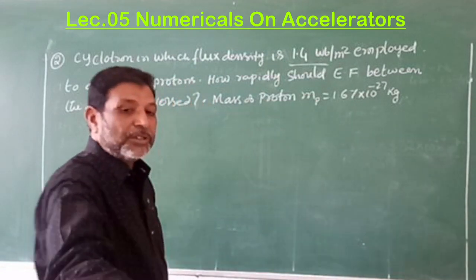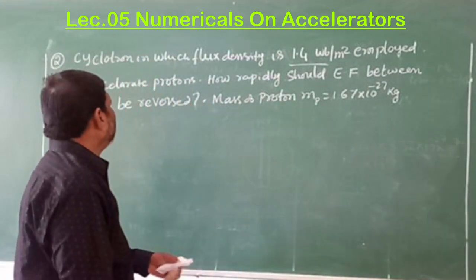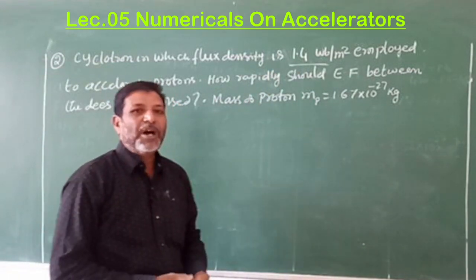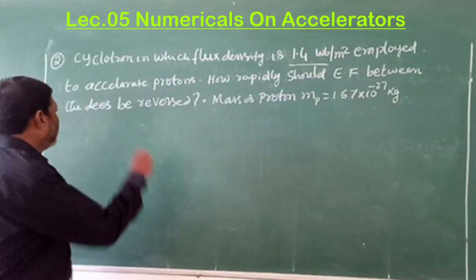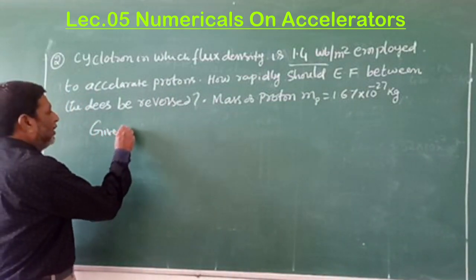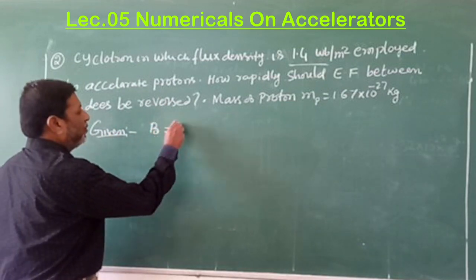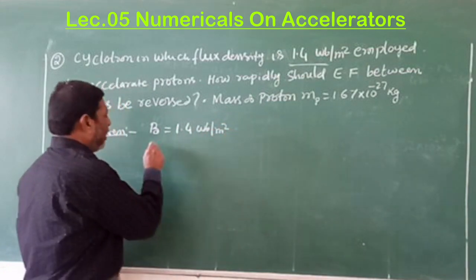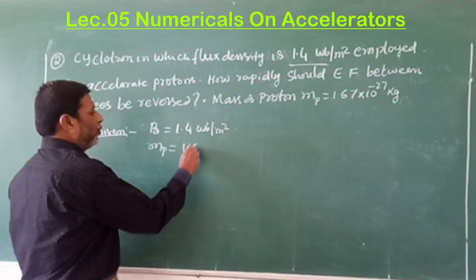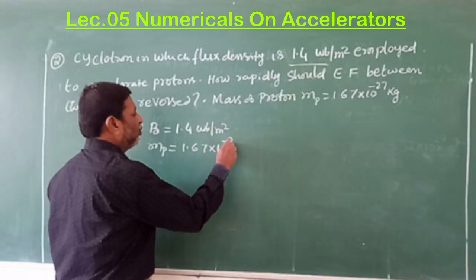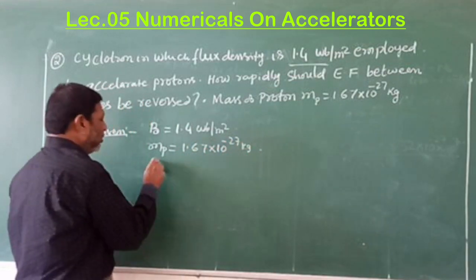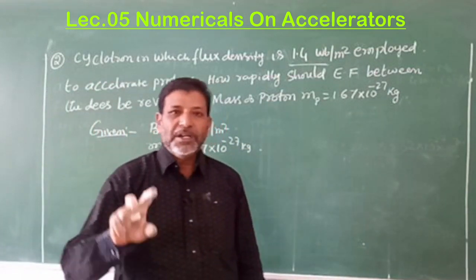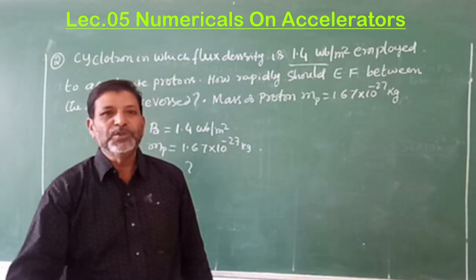Now see, for the calculation of this, the mass of the proton is given to you, and next the applied magnetic field is also given to you. Now here the given values are: applied magnetic field B is equal to 1.4 Webers per meter square, and the mass of the proton is 1.67 into 10 raised to minus 27 kg. Then you have to calculate the time taken by the particle, or in how much time the polarities between the two Ds are reversed.